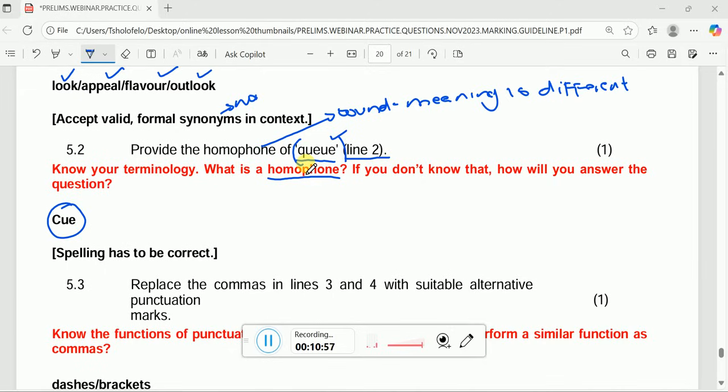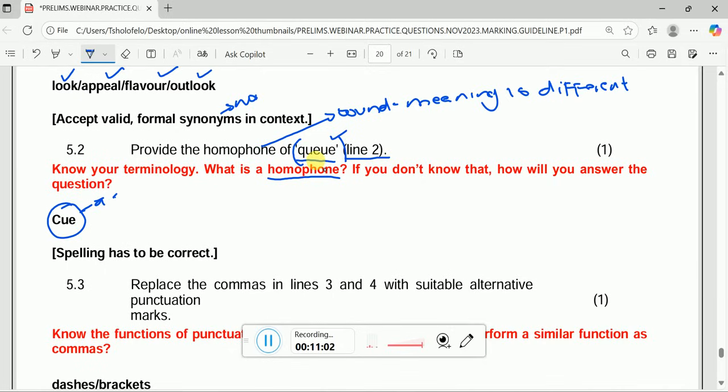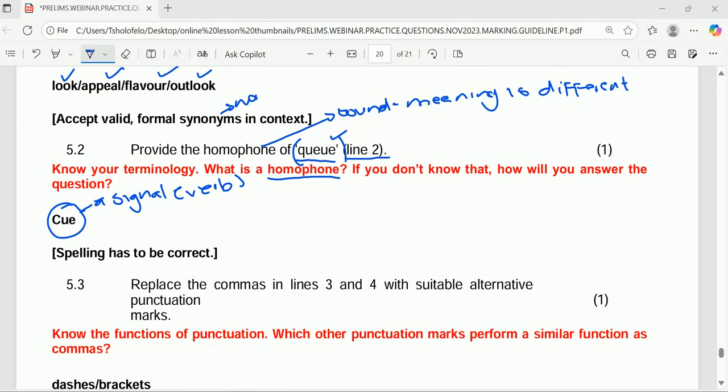And this Q typically refers to a line, whereas this Q refers to a signal, which can be used as a verb to say the actor waited for his cue, which is a sign or a signal. So this one refers to a line. So you needed to come up with another cue that is pronounced the same but spelled differently. So you should expect questions around homophones, homonyms, and antonyms, as well as synonyms. Right, and then we move along.